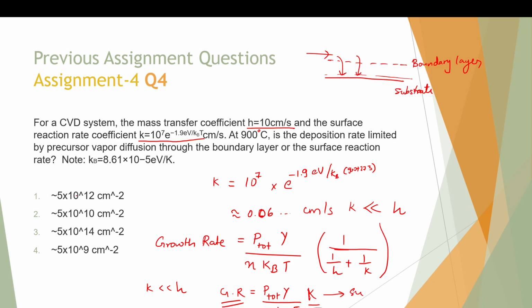Sorry, for some reason these options are wrong, but the question is: is the deposition rate limited by precursor vapor diffusion through the boundary layer or the surface reaction rate? The answer is surface reaction rate limited. I hope that makes sense. Yes. Okay, thank you, Raj.